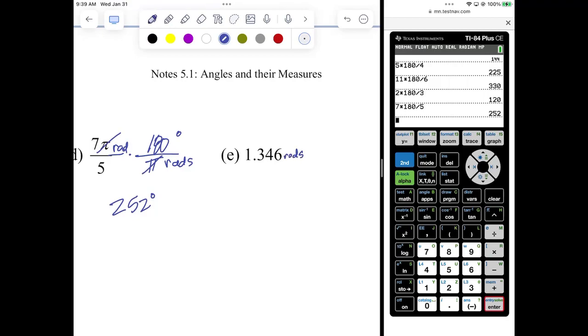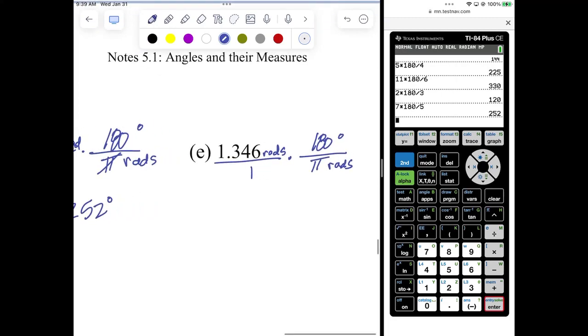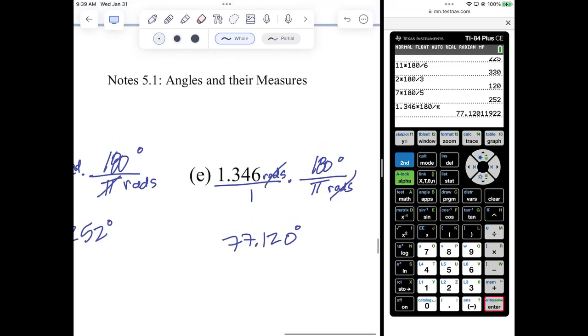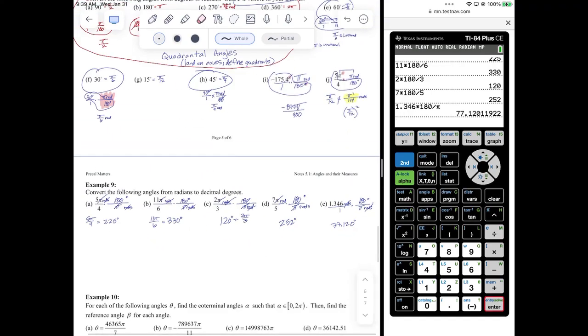So I'm going to go ahead and write rads, and because it's not a fraction, I'll put it over 1. And I'll multiply by, again, rads in the bottom, degrees in the top. So I'll multiply by 180 over pi. Now, in this case, because our answer is going to be in degrees, we'll go ahead and multiply pi in. Unless it's a radian angle, we don't want to leave pi visible. So I'll do 1.346 times 180, and now I'll divide by pi, and I get 77.120 degrees. We only want to leave pi visible if it's an angle in radians. All right, and that takes us through example 9. We're done for today.